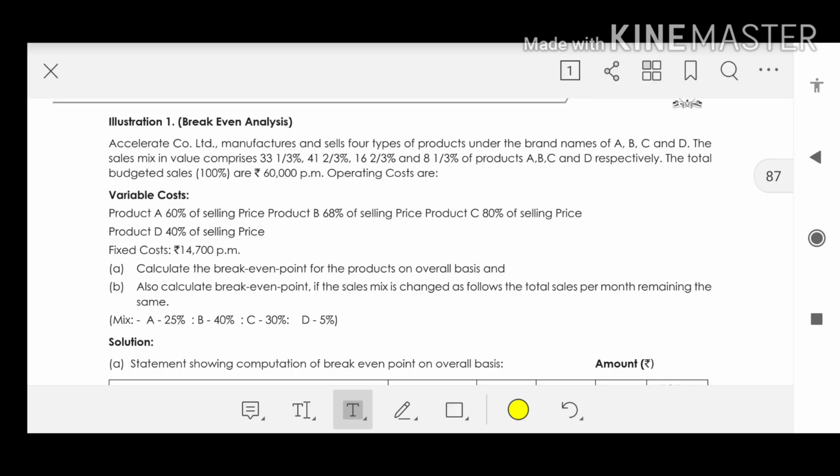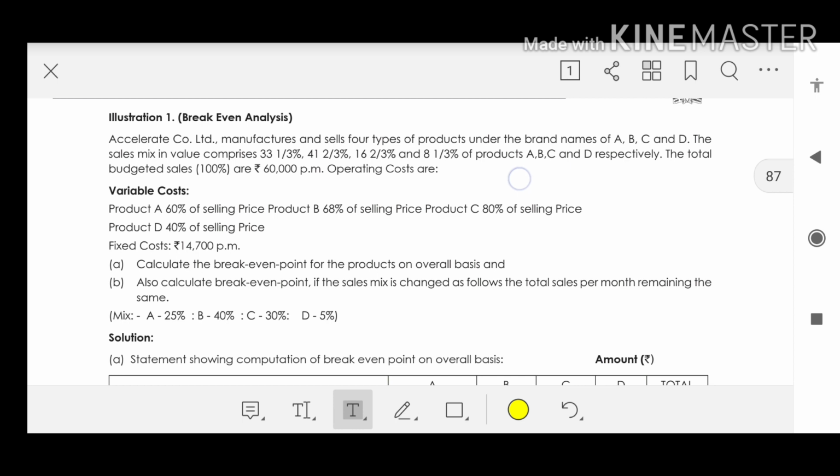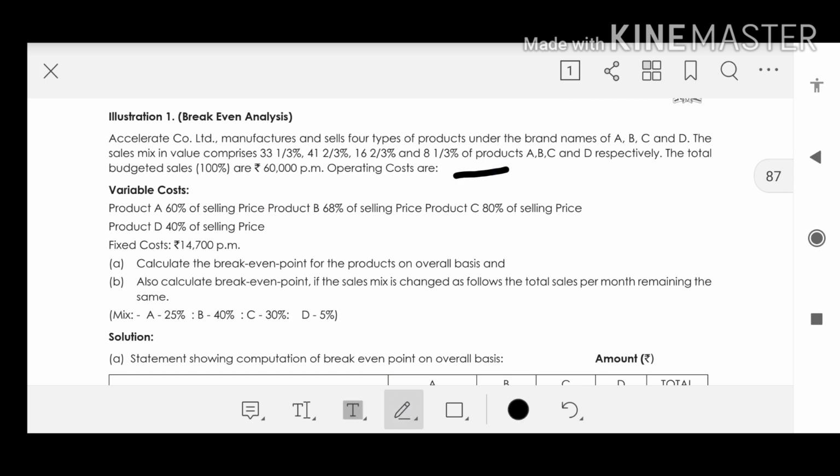Let us start with illustration 1, that is break-even analysis. Now I am going to explain the question. Accelerate Company Limited manufactures 4 types of products, that is A, B, C and D, and they have given the sales mix, that is 33 1/3% for A, 41 2/3% for B, 16 2/3% for C, and 8 1/3% for D. And they also gave the total budgeted sales, that is rupees 60,000 per month, and then variable cost.